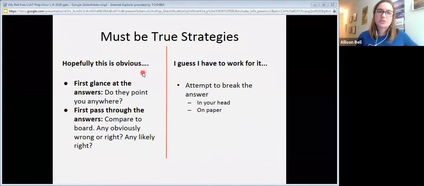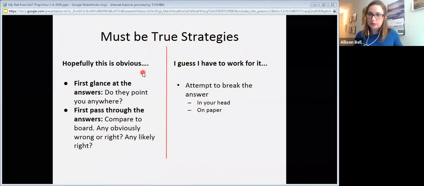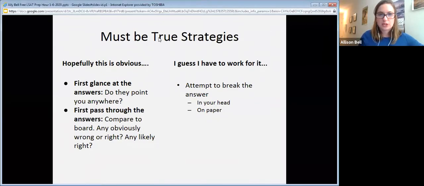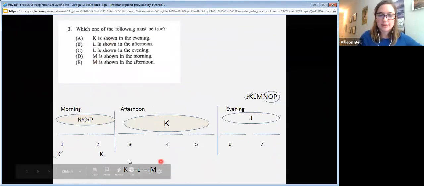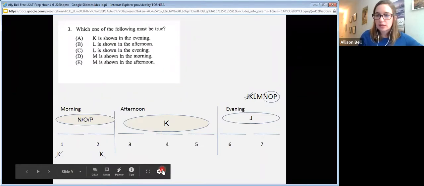So I go into each question thinking, hopefully this is obvious. I don't want to put in a ton of work for each answer choice only to find out that answer choice D is just glaring at me and obviously correct. So in order to make sure that I don't miss an obvious easy answer, I take a first glance at the answers themselves, and I ask myself if they point me in any particular direction. So looking at these answers, what I notice is that only 3 of the letters are involved, K, L, and M, and they're those 3 letters that are in this chain.